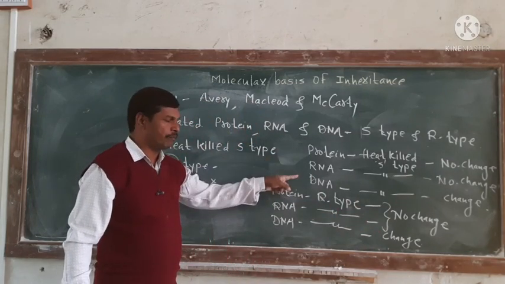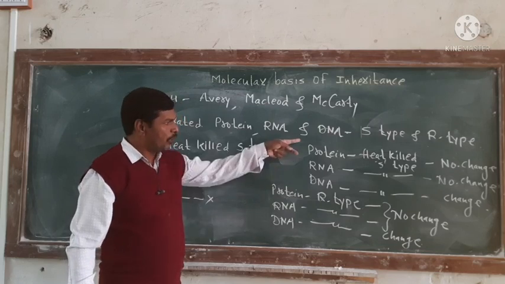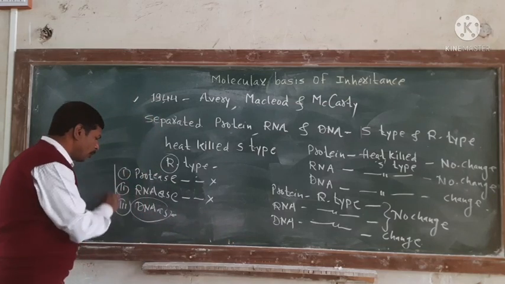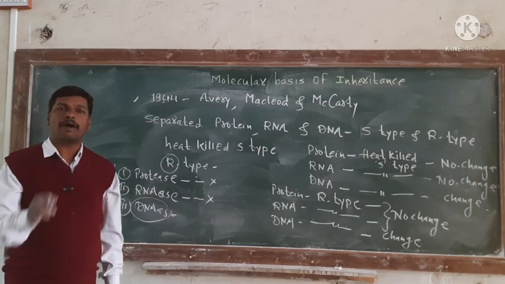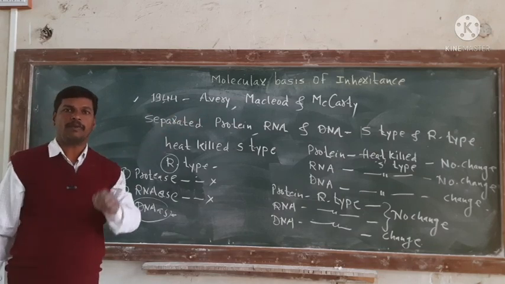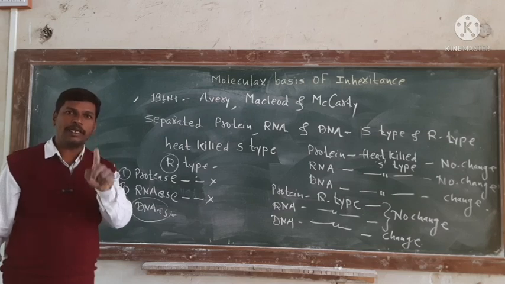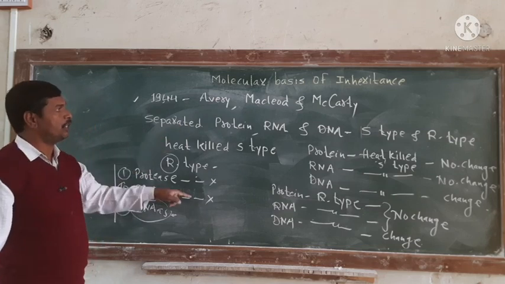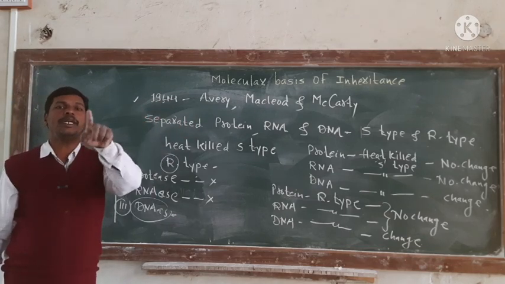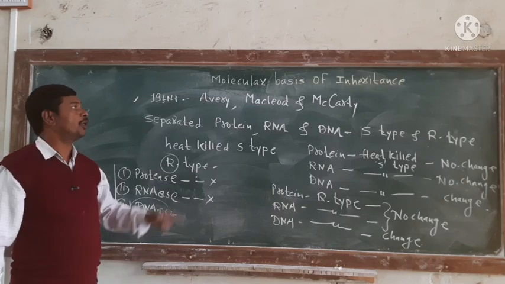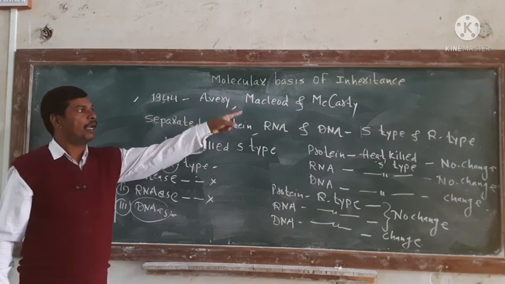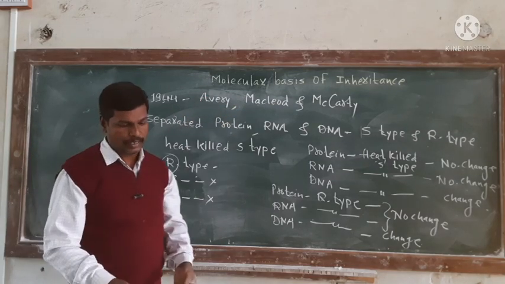With the help of these three different steps, and finally with the help of the three enzyme steps, they concluded that DNA acts as a genetic material. In this way, this is the second experiment which proved that DNA is the genetic material, for the first time in 1944, by the three scientists Avery, MacLeod and McCarthy.